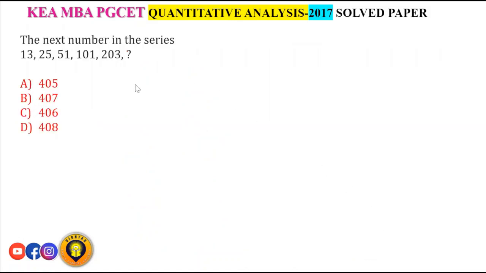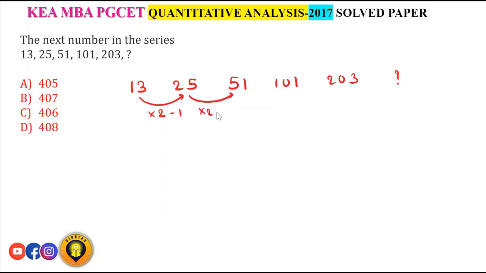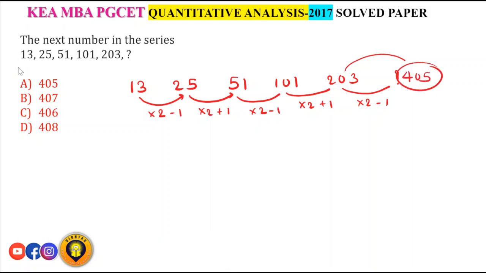The next number in the series 13, 25, 51, 101, 203, question mark. If you observe this carefully, 13 2s are 26 minus 1, 25 2s are 50 plus 1, 51 2s are 102 minus 1, 101 2 times is 202 plus 1. So it is into 2 minus 1, into 2 plus 1, into 2 minus 1, into 2 plus 1. So the next one will be into 2 minus 1. 203 into 2 is 406, 406 minus 1 is 405. So option A, 405 is the answer.